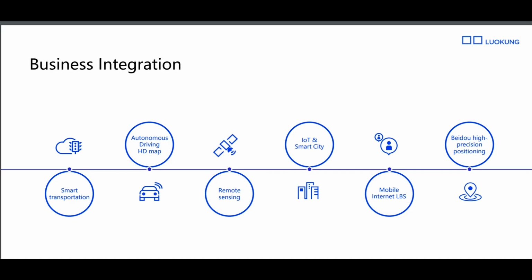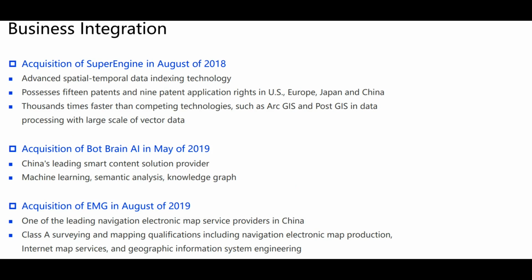So just to explain what we already discussed in a quick summary, this is how their business model would look in future, or let me rephrase, is already looking, because we will get onto that in a moment. They are already getting contracts and they are already collaborating with other big companies. So anyways, they will be in smart transportation, autonomous driving with HD mapping, remote sensing, Internet of Things and smart city implementation, mobile internet, LBS, and BDS high precision positioning. So since we talked about their business integration, these are the three important acquisitions which they have already done in the past.